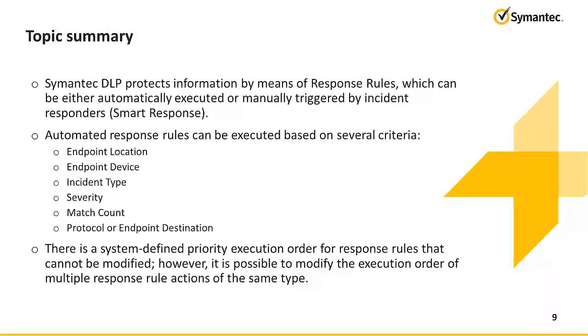To review, Symantec DLP protects information by means of response rules, which can be either automatically executed or manually triggered by incident responders, using automated or smart response rules. Automated response rules can be executed based on several criteria: endpoint location, endpoint device, incident type or severity, match count, and protocol or endpoint destination. And there is a system-defined priority execution order for response rules that cannot be modified. However, it is possible to modify the execution order of multiple response rule actions of the same type.